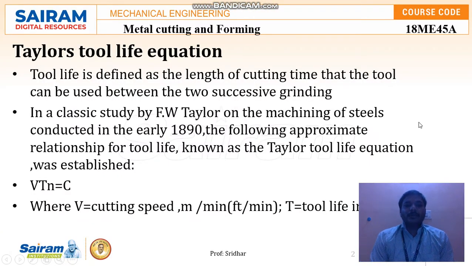So, Taylor's tool life equation: the tool life is defined as the length of cutting time that the tool can be used between two successive grindings. How did Taylor derive it? The tool life is defined as the length of cutting time, how much cutting time can take place, that the tool can be used between two successive grindings.